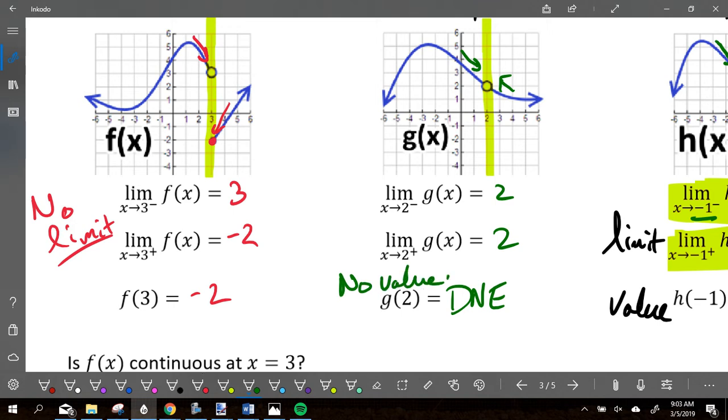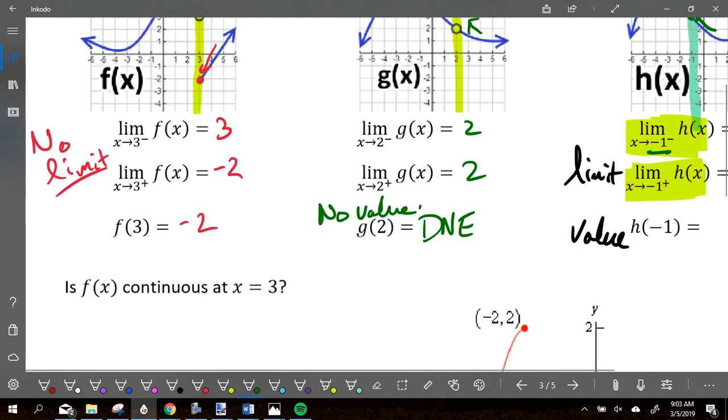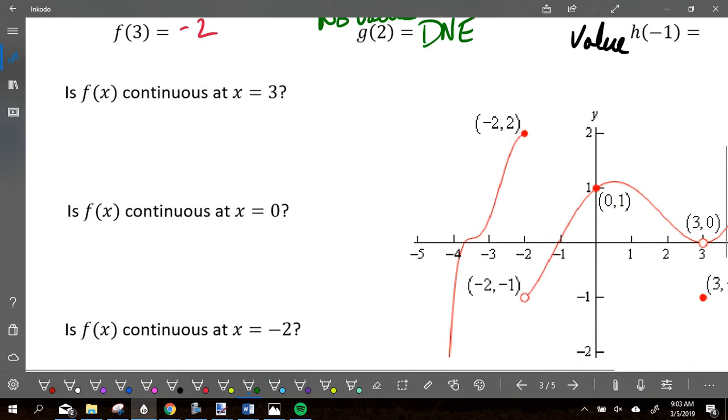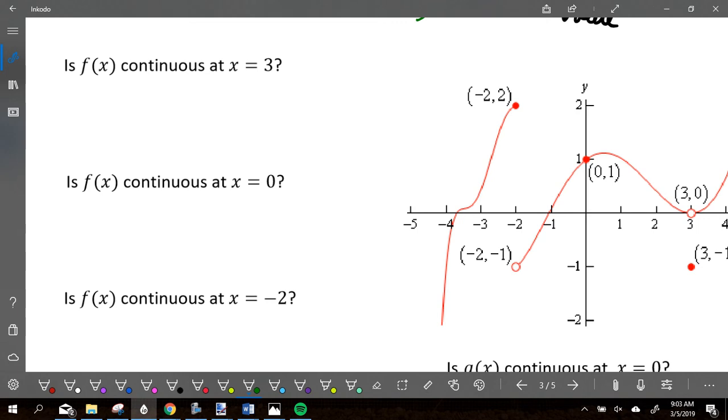Makes sense on how we're describing continuity. It's easy to see. Putting it into words makes it a little bit tougher. But again, the key is left, middle, and right. If the left, middle, and the right are equal to each other, you're continuous. If not, then it's not.